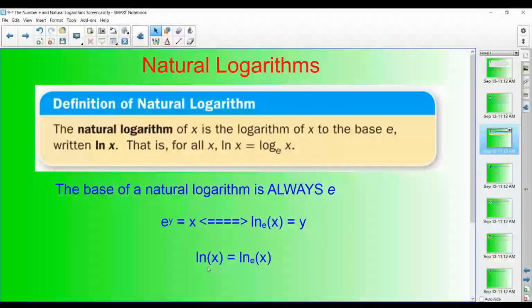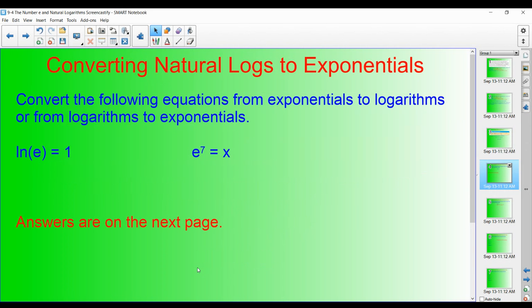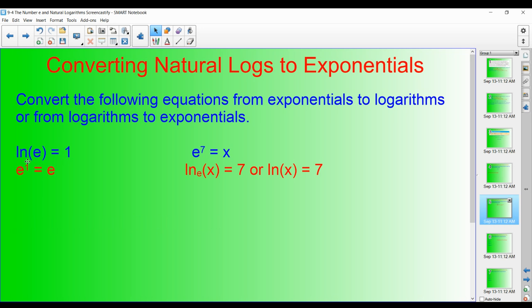And keep in mind that natural log always has the base e, so there's an imaginary little e written down as the base, even though it doesn't show up when we write it or on our calculator. The base will always be e if it's a natural log. So we can convert natural logs to exponentials and exponentials to natural logs using the same methods we've learned, where it's the base to the exponent equals the argument. So e, the base e to the first power equals the argument e. So the natural log of e is 1.